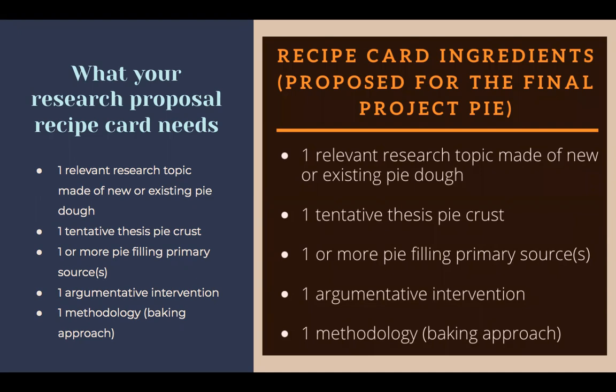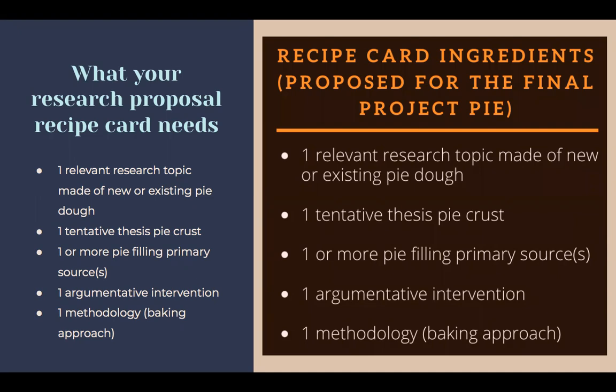Your primary source could also be something we have not used in this class. That is totally fine if you choose to go in that direction, but you'll want to think about what primary source, and there can be more than one, is really going to be the foundation for what you're going to fill your pie filling with in terms of close readings. You'll need one argumentative intervention. So what is it that you're arguing or claiming about this text and the larger topic that you're writing about?